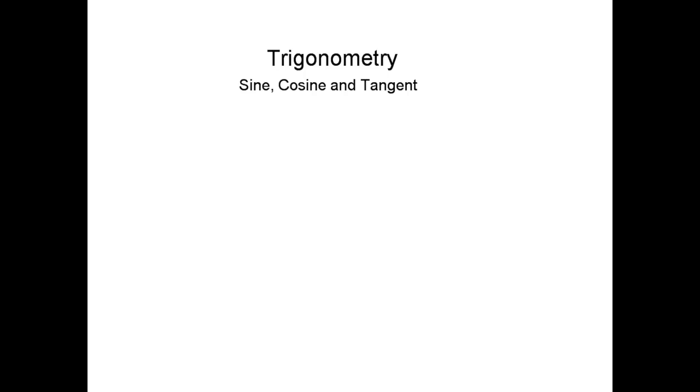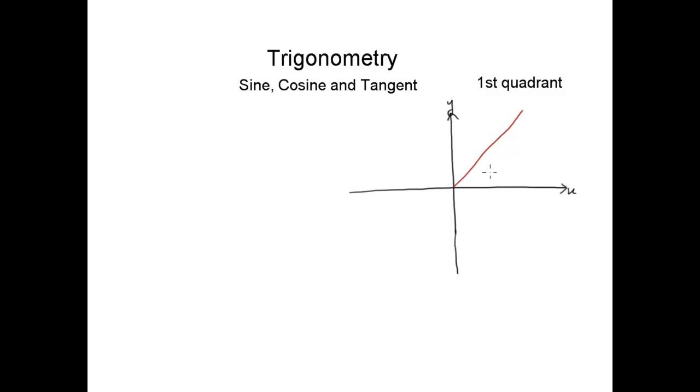Let's learn how to define sine theta, cosine theta, and tangent theta. Let's take a line in the first quadrant. First quadrant means this quadrant, right? It should be between 0 and 90 degrees. So if we draw a line which makes angle theta with the x-axis, now let's see how we can find sine theta, cosine theta, and tangent theta for this angle.